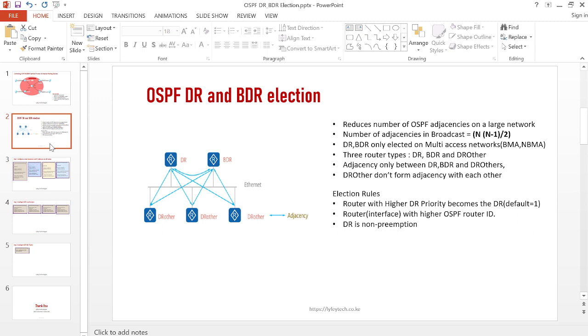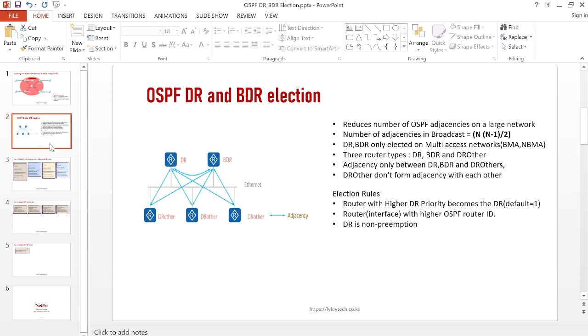With the DR and the BDR, we don't need to establish adjacency relationships among all the routers in the network. We don't need meshed adjacencies. The DR and BDR help us reduce the number of OSPF adjacencies on a large network. Normally, if you have n routers in your network, the number of adjacencies will be n times (n minus 1) divided by 2. So you can see the number of adjacencies that you have to establish in the network. If you have 100 routers, you may end up having many adjacencies.